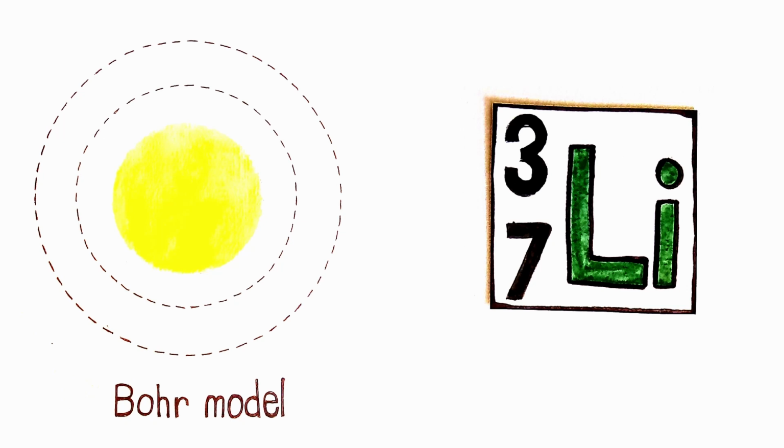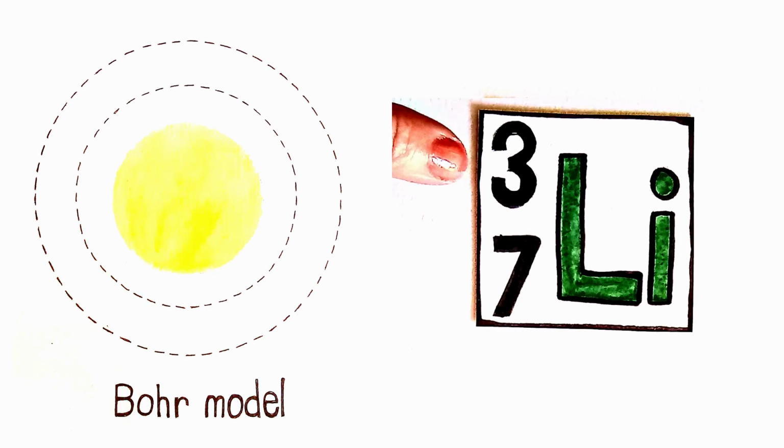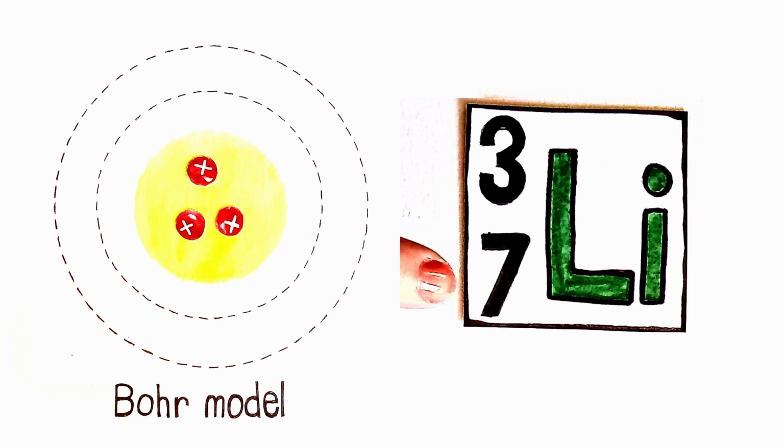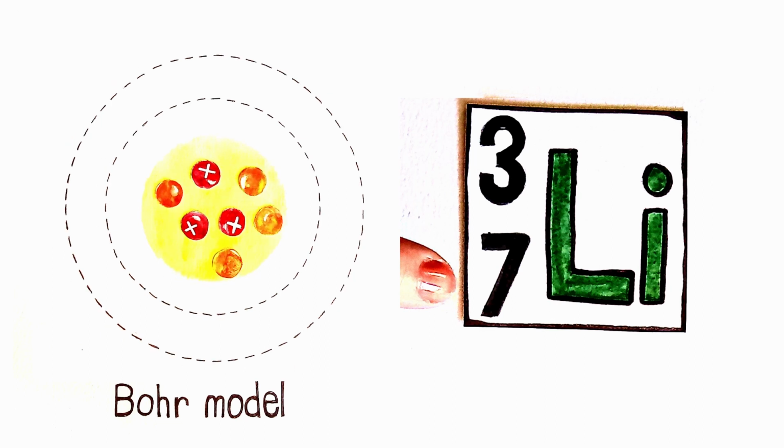Lithium, element number 3. Lithium has an atomic number of 3. That means 3 protons inside the nucleus. Lithium has a mass number of 7. That means that there are 7 things or nucleons inside the nucleus. Since there are already 3 things, the protons, inside the nucleus, we need to add another 4 things, 4 neutrons. Now we have 7 nucleons inside the nucleus.